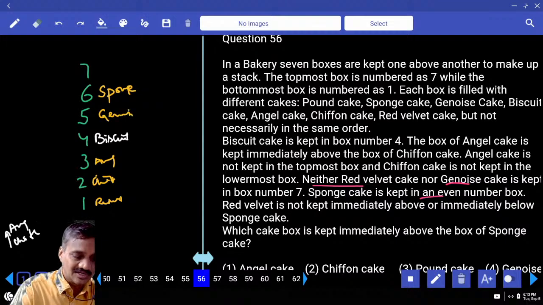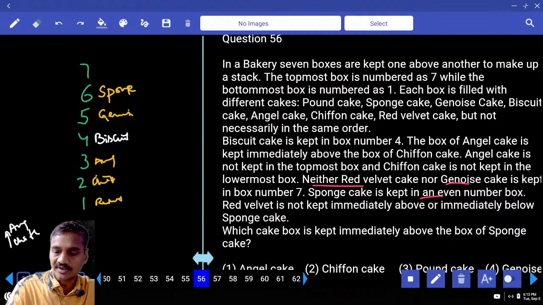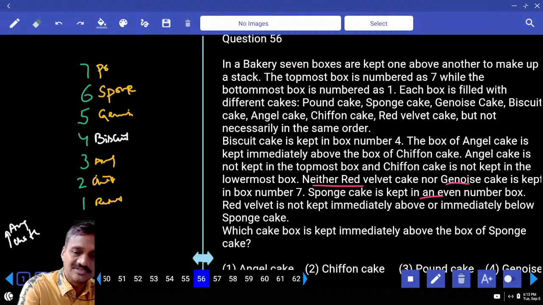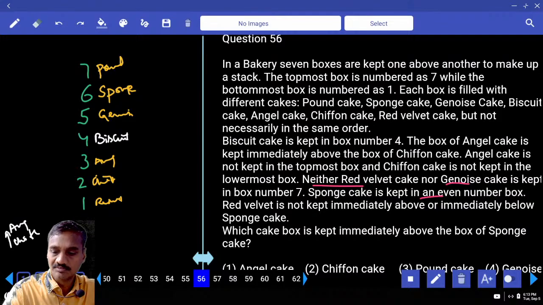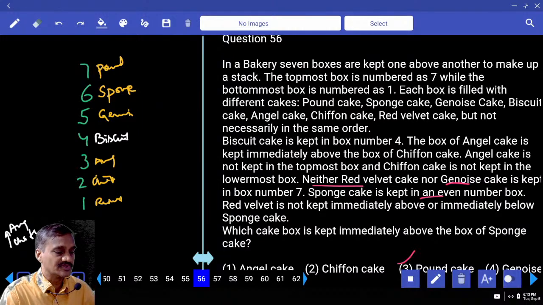Then what is the thing left over here? Finally we are left with only one more. And what is that one? Pound. And which is immediately above this one? Pound. Pound, that is choice 3, question number 56.